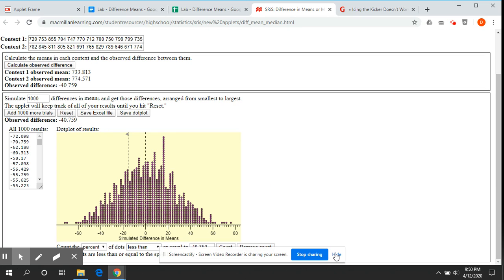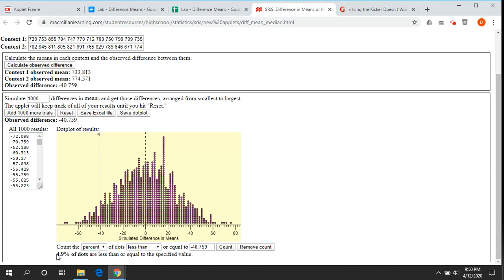All right. I'm going to count what percent this is. And then it's going to tell me that it was 4.9% of dots that are less than or equal to the specified value. Now, again, I said generally that our threshold is 5%. You want it to be less than 5%. So this is right on the edge there.